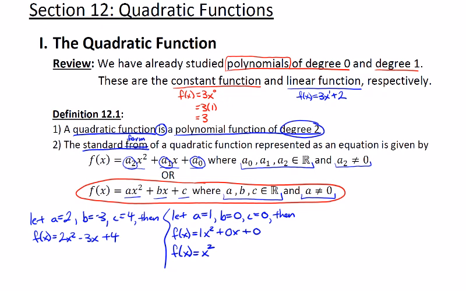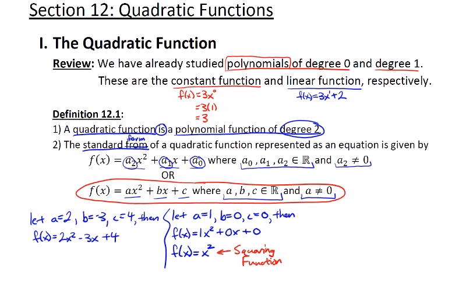And if you go back to section 2, where we created that whole library of parent functions, this is known as the squaring function. So really what we're talking about here with quadratic functions is that it is a more general form of the squaring function, which is good news because we know what the shape of the squaring function looks like, and actually as a consequence the quadratic function will also take on that same kind of shape. More on that to come.